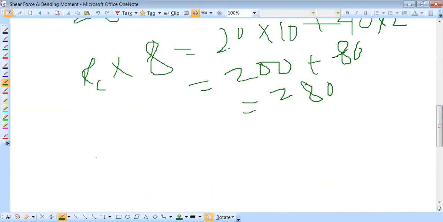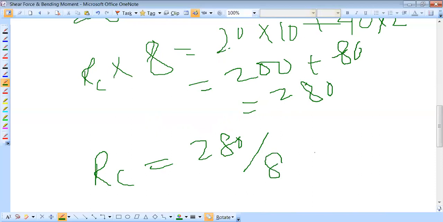So what is the value of RC? RC is equal to 280 divided by 8. 280 divided by 8 is equal to 35. So we find the value of RC is 35.